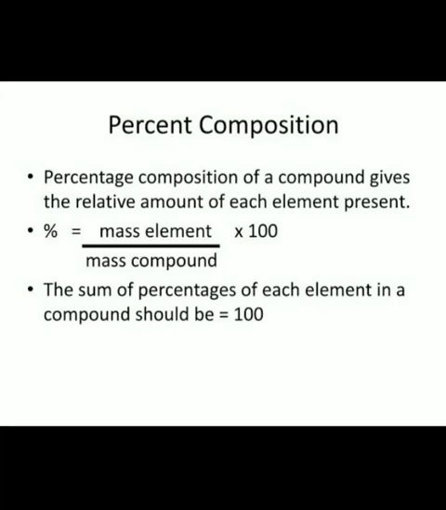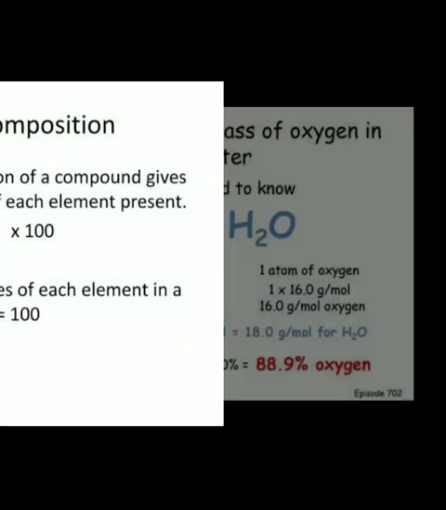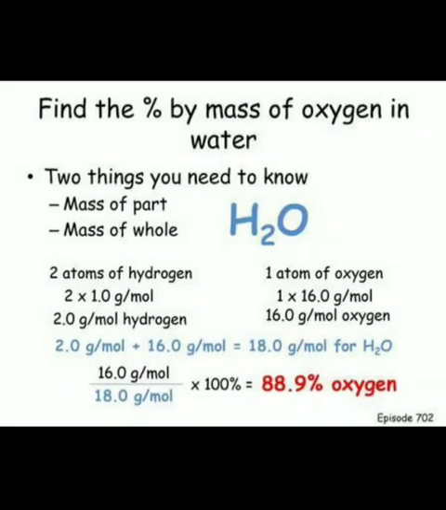Let's see one example of how to calculate the percentage composition of an element in a compound. Find the percentage by mass of oxygen in water. First you have to find the molecular mass of water. Hydrogen has atomic mass 1, and there are 2 atoms, so 2 into 1 is 2. Oxygen has 1 atom, with atomic mass 16. Then 16 plus 2 equals 18. So the molecular mass of water is 18.